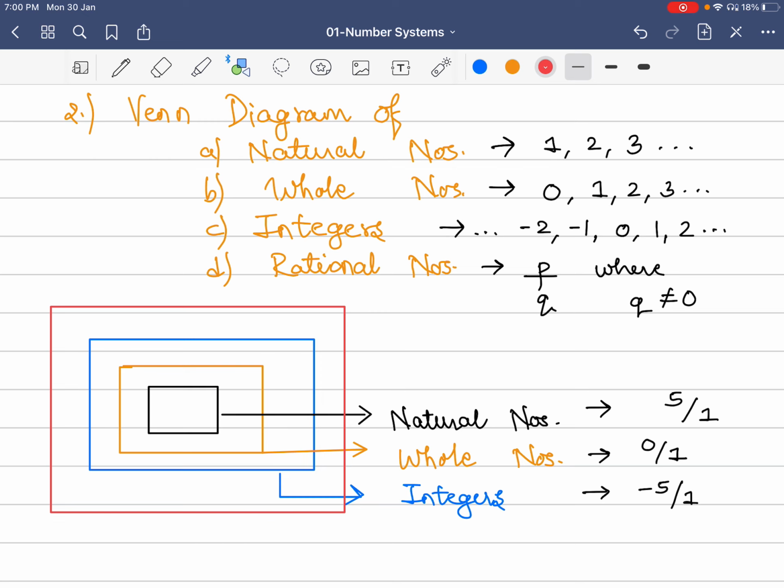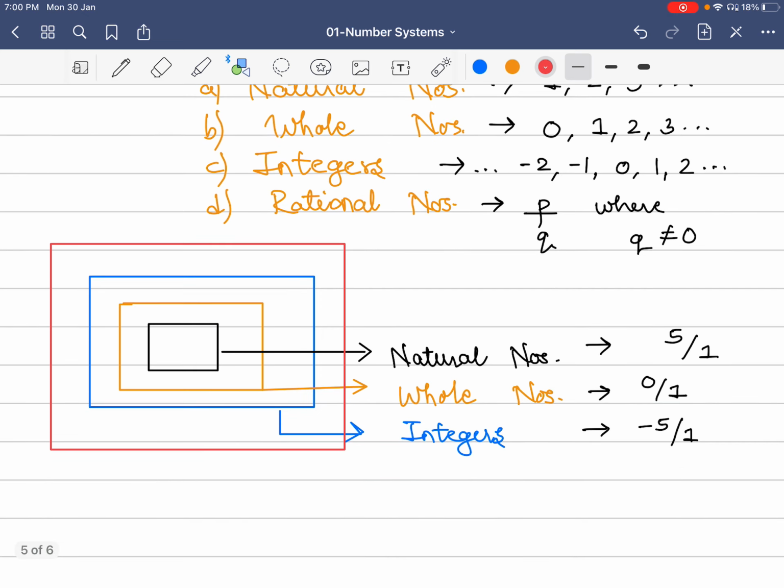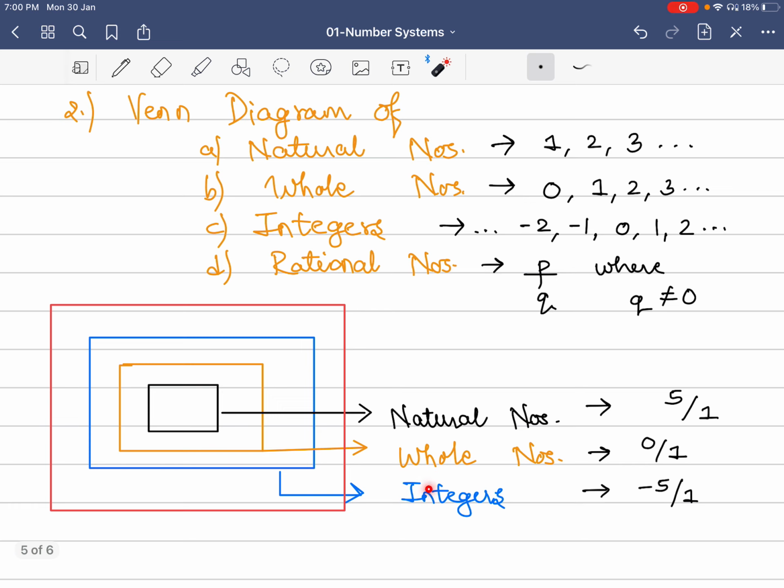Yes, this is a bigger set of rational numbers because it will consist of all these three sets. It also consists of certain numbers of its own, for example 1/2, 1/3, 1/4. They are also part of rational numbers. So let's just give this a name. We have rational numbers here. So this becomes a Venn diagram representation of all these four sets of numbers in our number system.